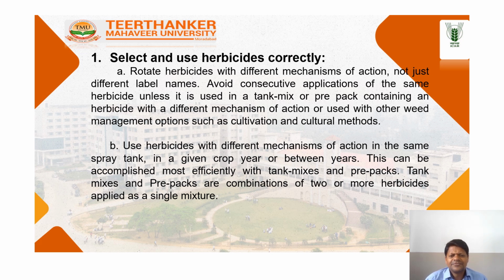B. Use herbicides with a different mechanism of action in the same spray tank in a given crop year or between years. This can be accomplished most effectively with a tank mix or prepack. A tank mix or prepack is a combination of two or more herbicides applied as a single mixture. Okay, so here the topic is how to select and use herbicides correctly.